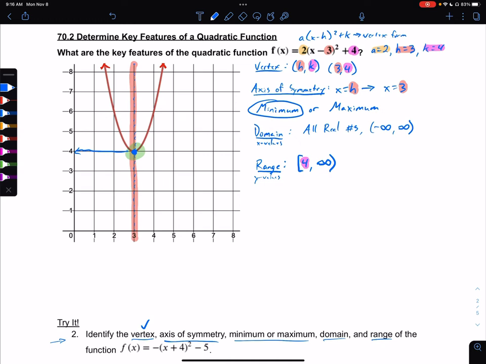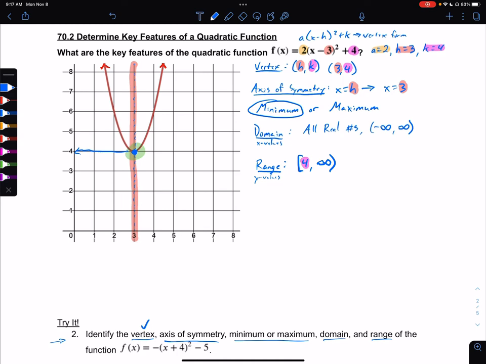Just to review that, your vertex is always (h, k). In this case, it would be (3, 4). If you have the graph, it's incredibly easy. If you have just the function, just be careful with the h value. The axis of symmetry is always x equals h, so as long as you got the h value right, you should be good. Remember, the vertex should match up with your axis of symmetry, so this 3 here should be in both of those. The minimum or maximum will be determined by whether the vertex is the lowest point or the highest point, and that'll be based on whether your graph opens upwards or downwards.